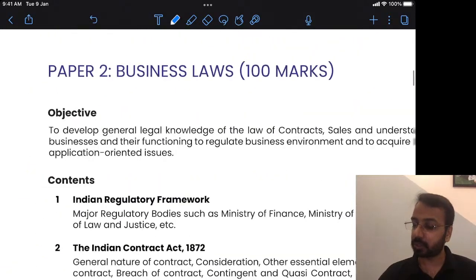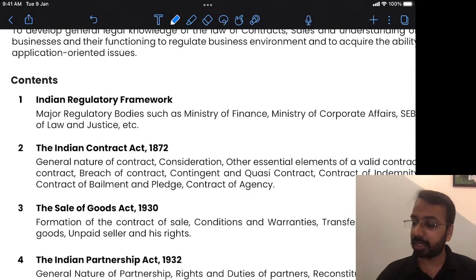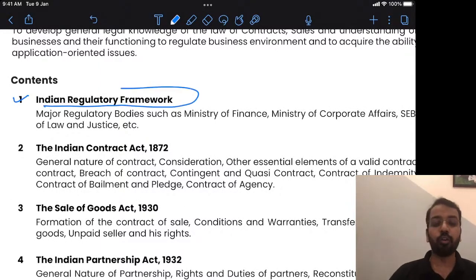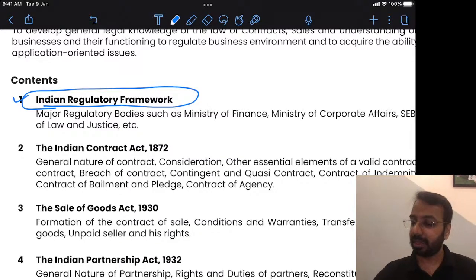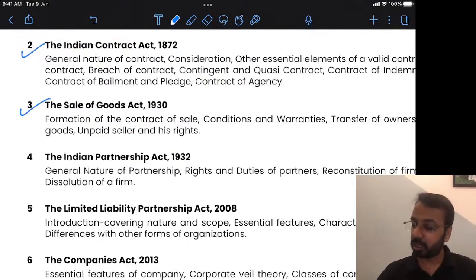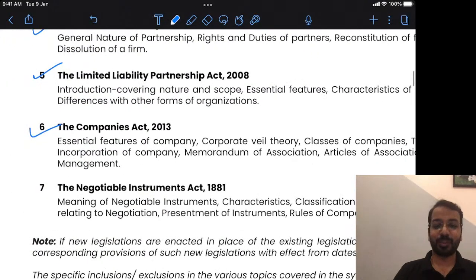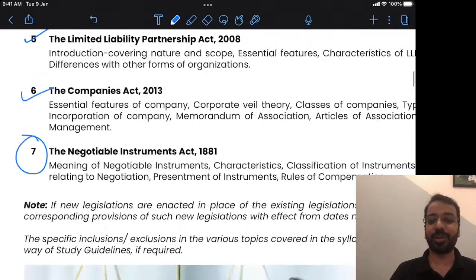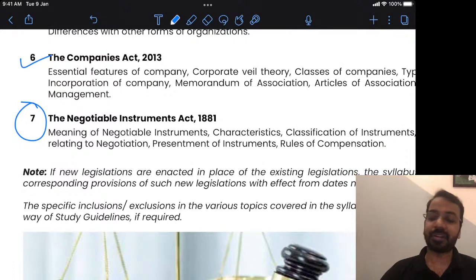Now coming to business laws, they have added a new topic called the regulatory framework. So basically understanding how the laws are framed and all of that, a basic conceptual understanding, nothing great. Then these three laws were there. Companies Act was also there. They have added one of the most difficult chapters, if you ask me, from CA intermediate, which is the Negotiable Instruments Act. Over a period of time this act will not find much relevance, because we have RTGS, NEFT, IMPS, GPay, all of that, but still you have to learn it if they are given.